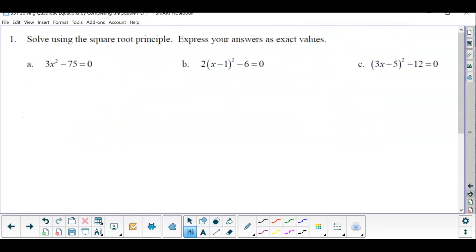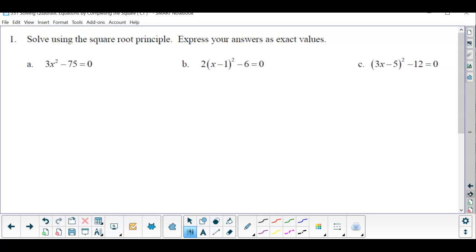Okay, so now, solve using the square root principle. Again, we haven't got to the completed square method. These all have their squares already completed. You've done all the work, like this was y equals, or y equals. It's already close to being in vertex form, except for this one, because there's a 3 in front, but it still can be solved by what's called the square root principle.